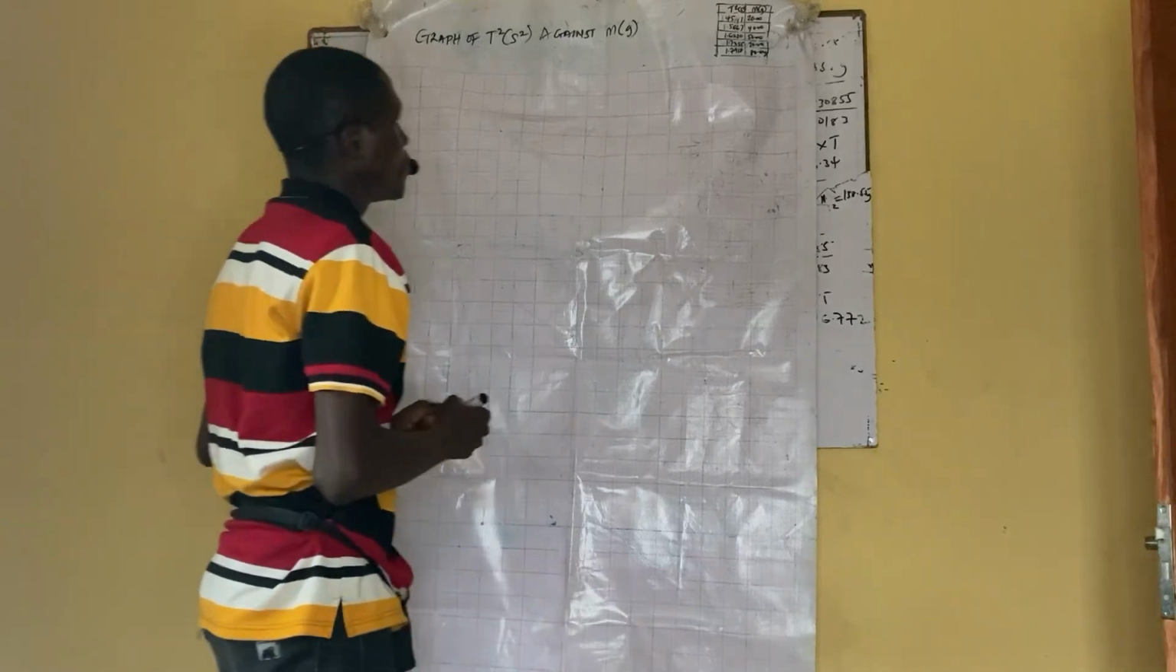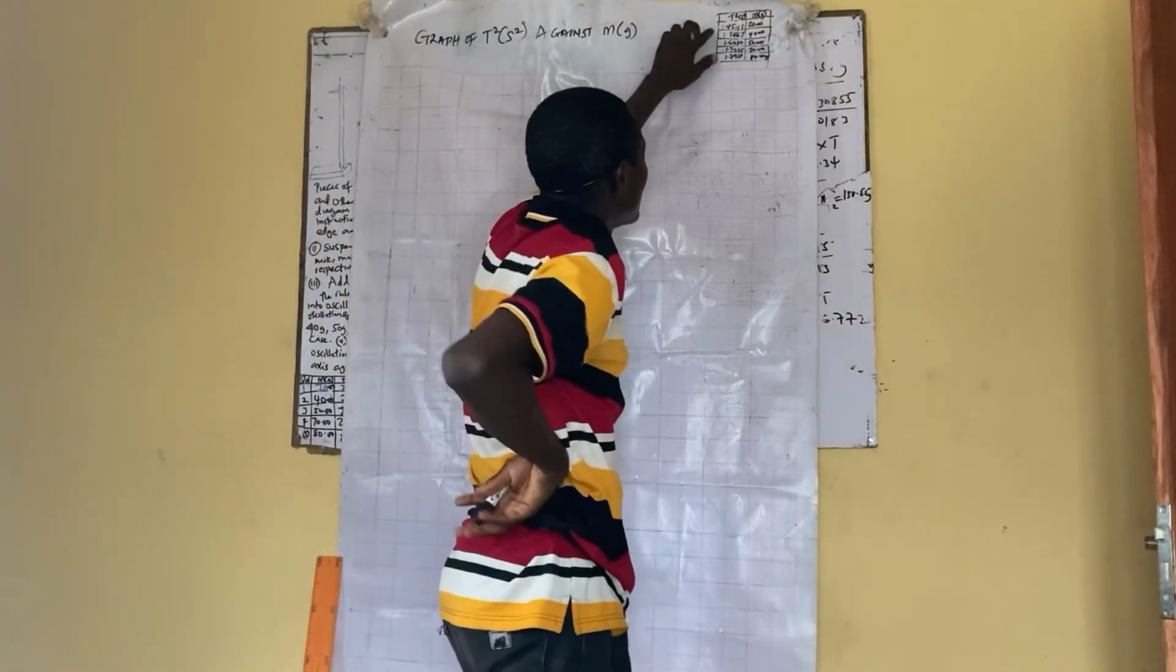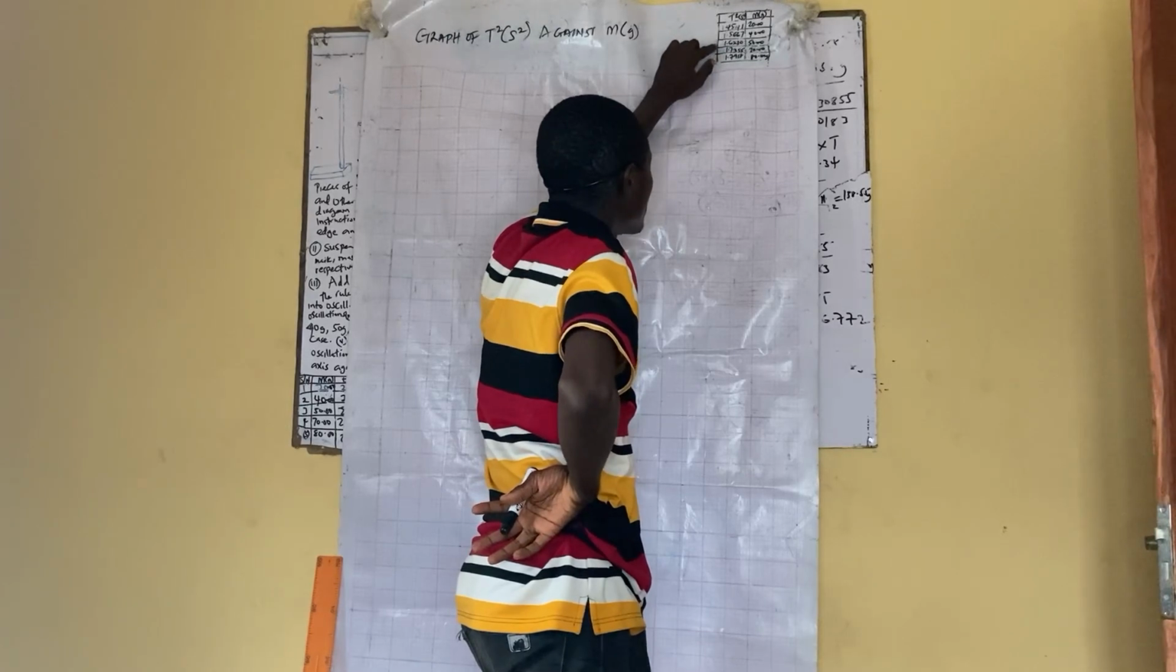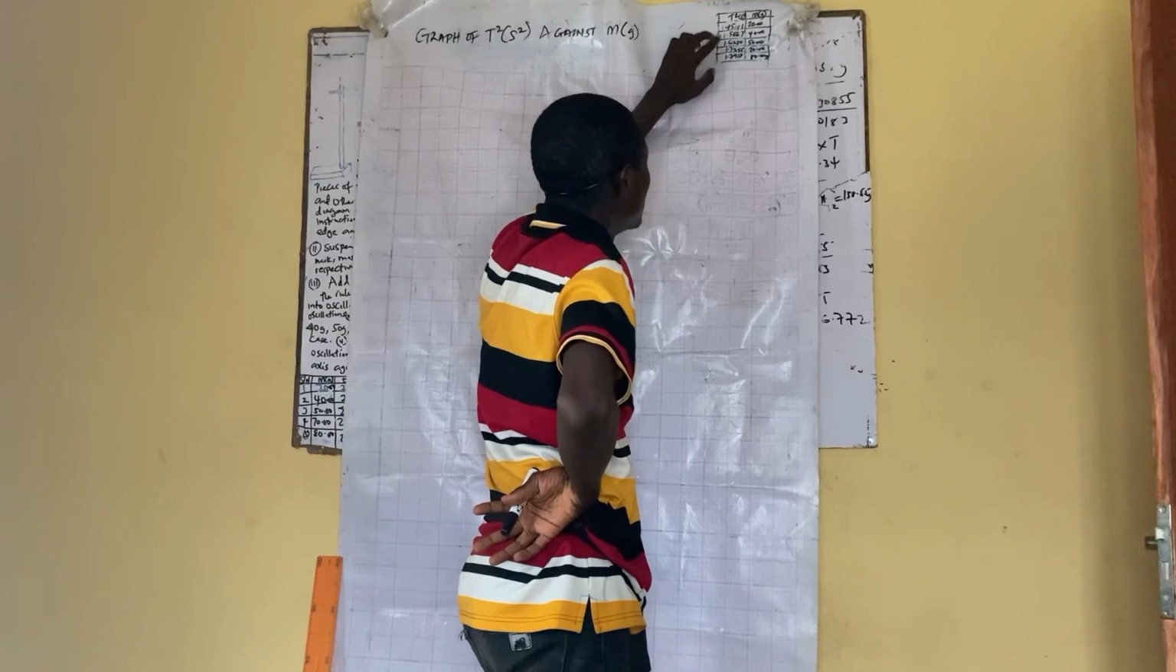Now the second thing is to look at your values. Now we have 1.45 on the vertical axis, 1.5, 1.6, 1.7, 1.79. Now look at this time.